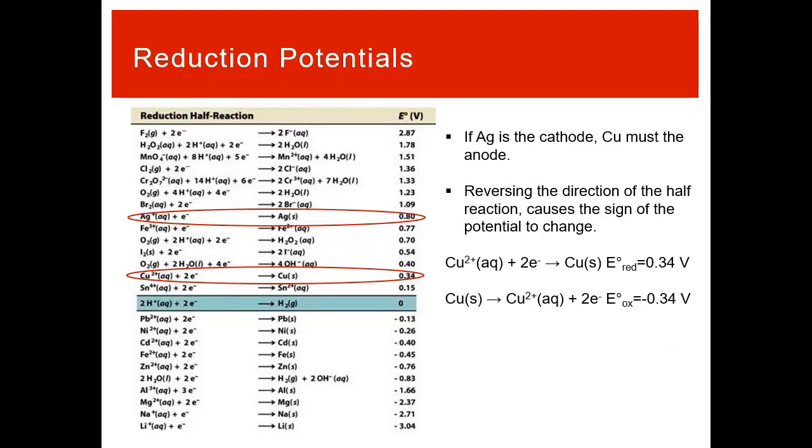So if silver is the cathode, copper has to be the anode, right? That means copper has to switch. It has to change from reduction into oxidation. And so that means your electrons would become the product. The potential for oxidation, we can see, is just the negative of the potential for reduction. We see the sign of the potential is going to change when we swap it from reduction to oxidation. Basically, we're asking what is the likely thing? Because copper kind of has a tendency to gain electrons, but it really doesn't have a tendency to lose electrons.